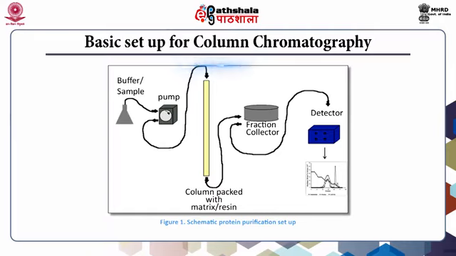Mobile phase or solvents are another part, constituted by various buffers and used for column washing, equilibration and elution of the bound protein from the stationary phase. Next is the protein sample. The protein sample to be purified is an essential component, which should be present in sufficient concentration and loaded onto the chromatography column.